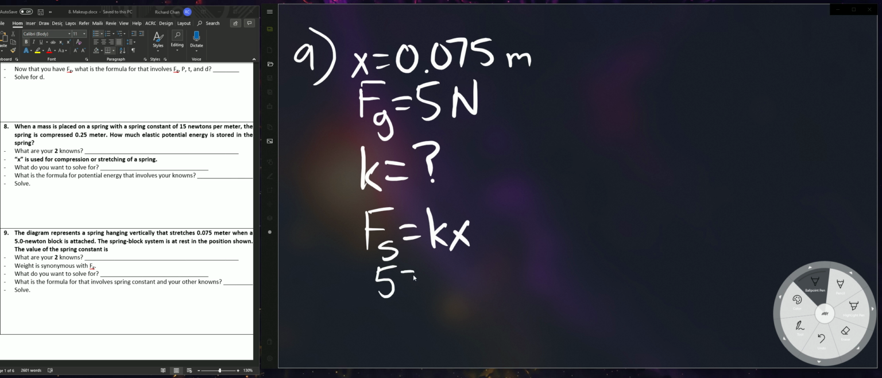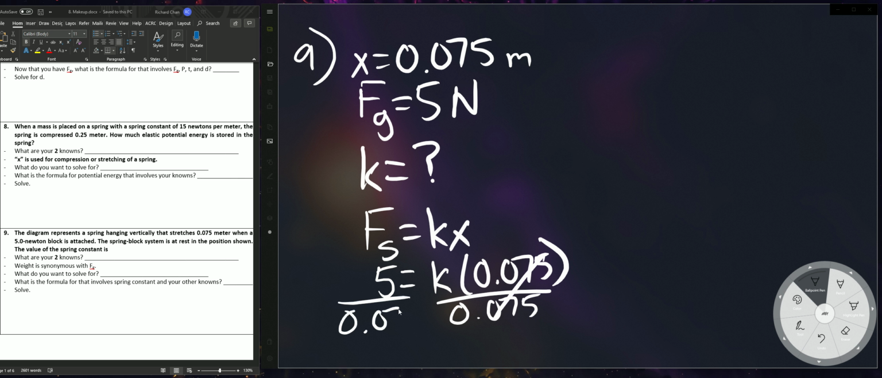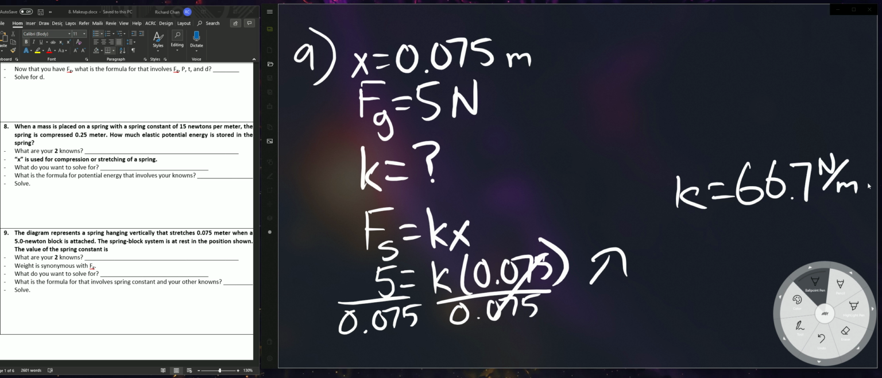So I'm going to do 5 is equal to K times 0.075, and I'm going to divide this right here. And I'm going to get my K is going to be equal to 5 divided by 0.075, which is 66.7 newtons per meter. And I think that's the answer. Now let's do number 10.